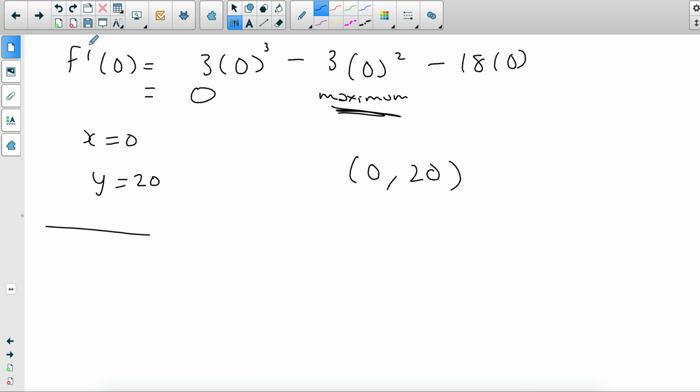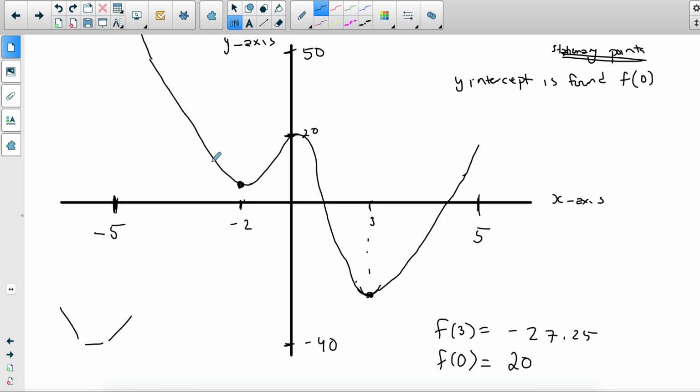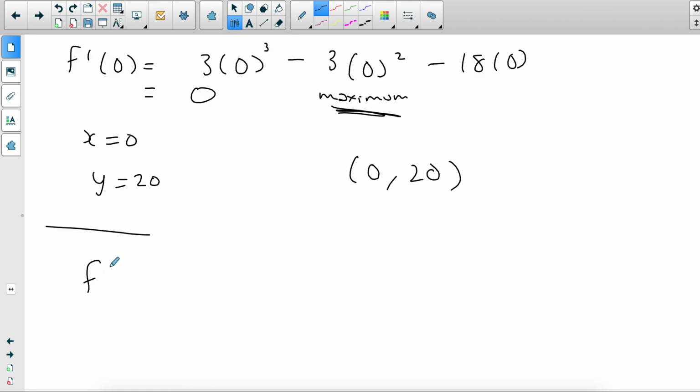Another way, just to be clear as to why we're getting 3 stationary points, 1, 2, 3, is because the derivative is a cubic. This is a side note. If you're not interested, you can skip ahead.